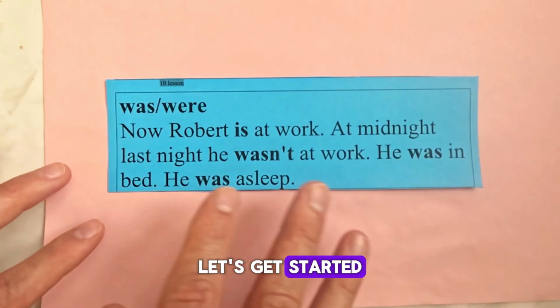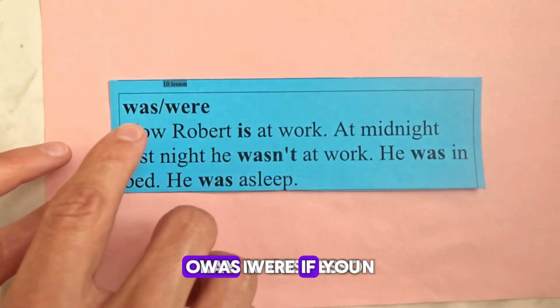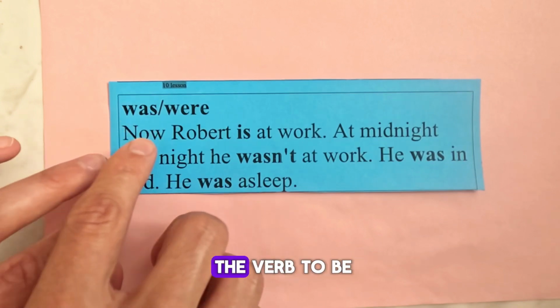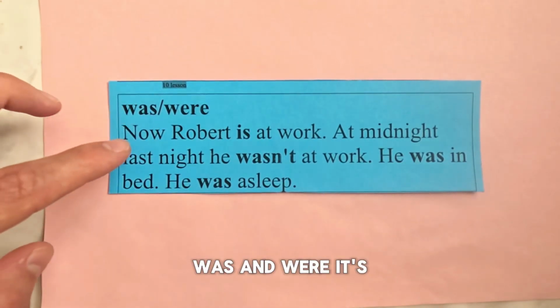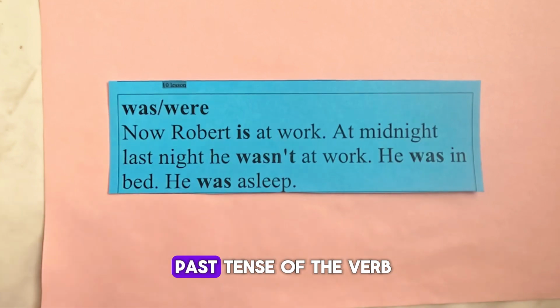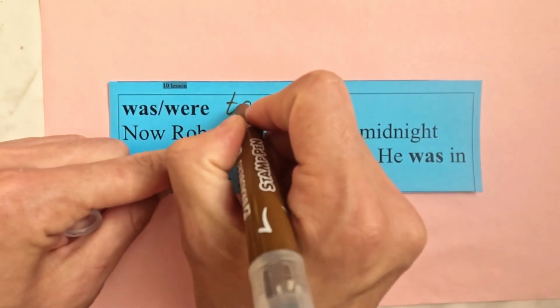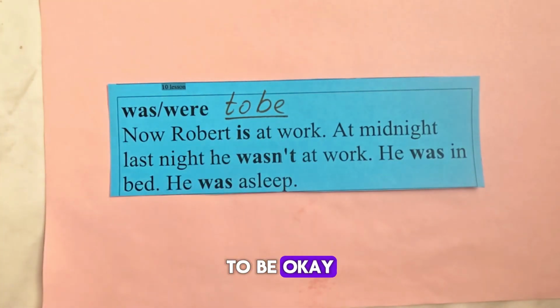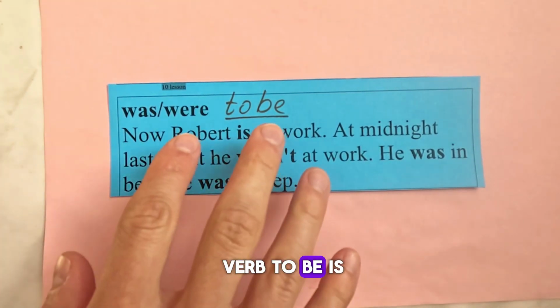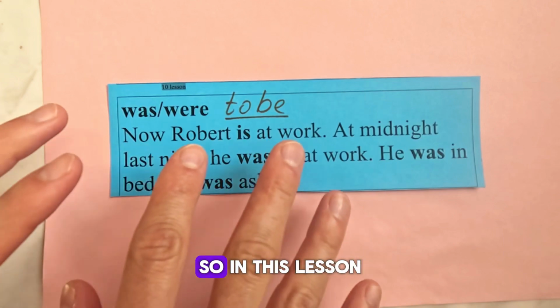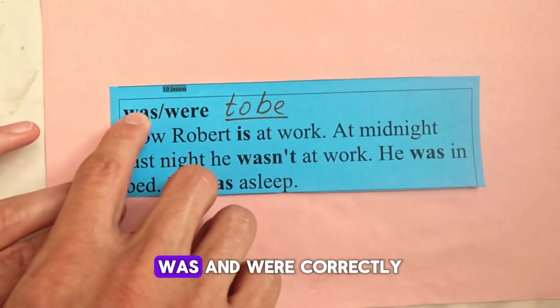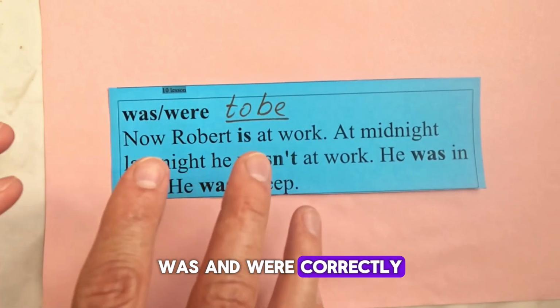Let's get started. Was, were. Okay, in this lesson we'll learn how to use the past tense of the verb to be. Was and were, it's the past tense of the verb to be. Okay, now as you know, the verb to be is a really important verb. So in this lesson we'll learn how to use the words was and were correctly in English.